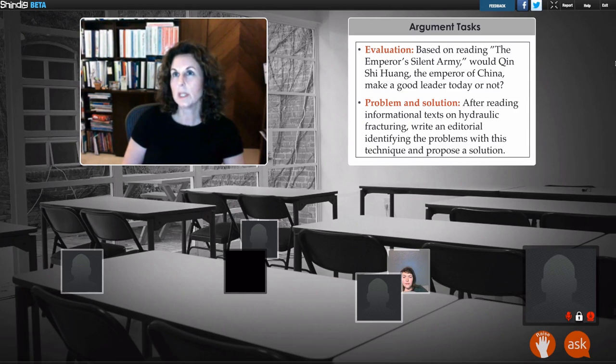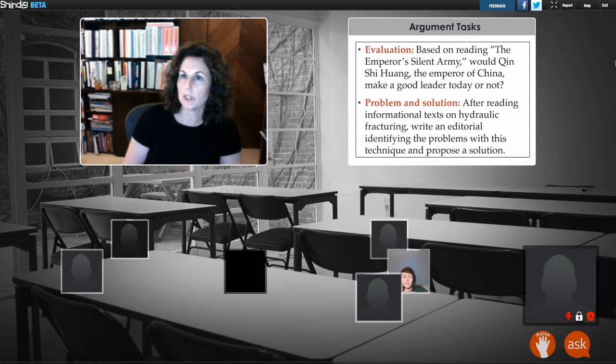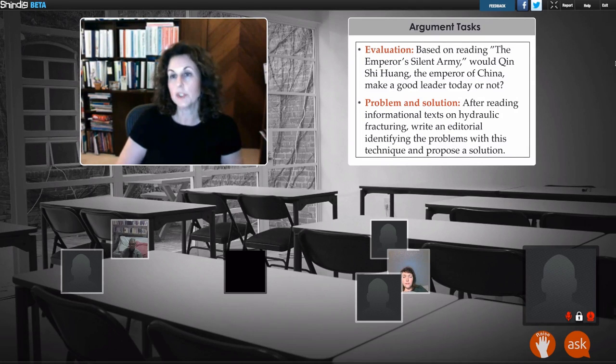So this was, I believe, a fifth or a sixth grade task. I worked with the district, and this was out of their literature textbook. So the kids were reading this particular nonfiction piece, and based on the reading, they talked about how this particular leader might have the traits of somebody that would make a good leader today or not. And so they did an argumentation essay on evaluation.